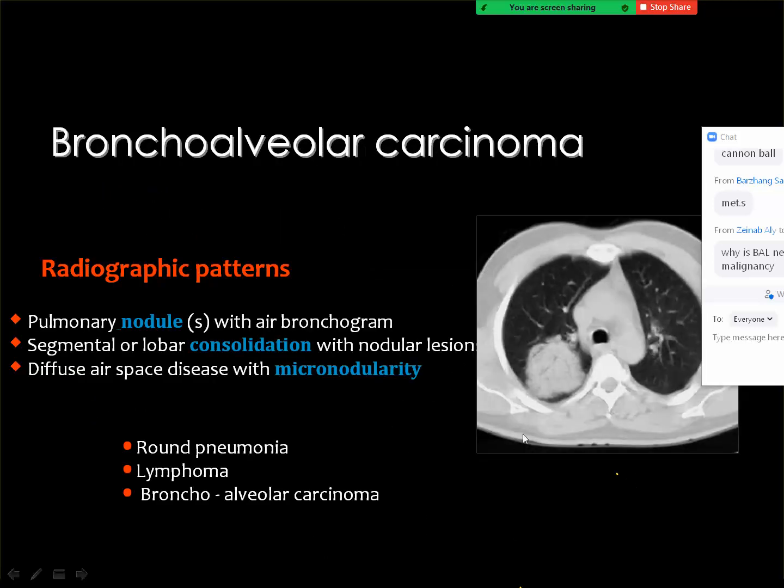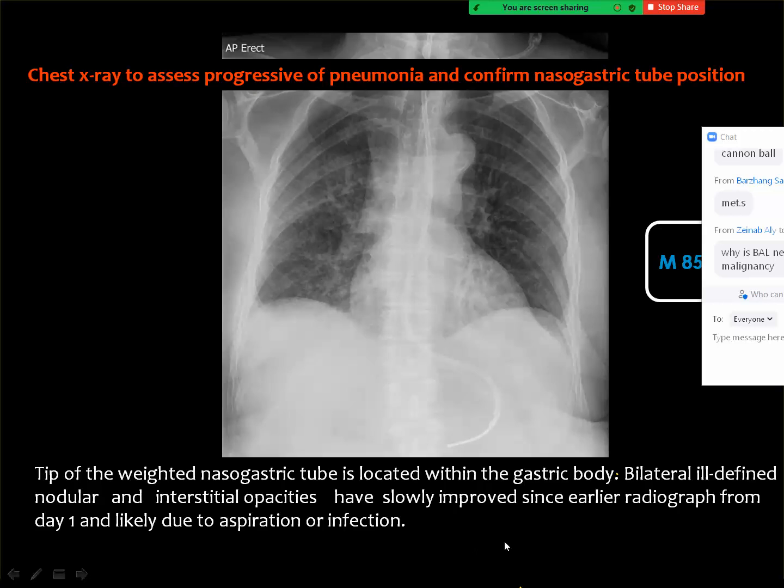One of the pathognomonic findings for bronchoalveolar carcinoma is to see a mass or nodule with air bronchogram, and this will have these three differential diagnoses, which include round pneumonia, which is common in the pediatric age group, pulmonary lymphoma, and bronchoalveolar carcinoma. Many times we need to have a biopsy to confirm the diagnosis, but whenever you are asked to select one of these two conditions, bronchoalveolar carcinoma is relatively common, more than the lymphoma.